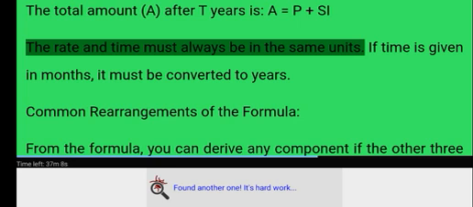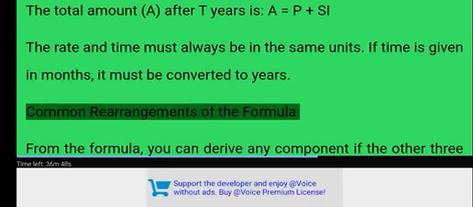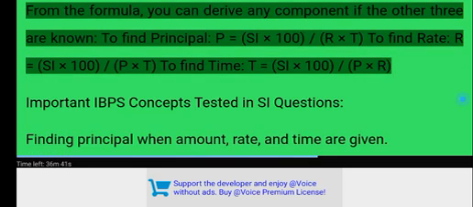The rate and time must always be in the same units. If time is given in months, it must be converted to years. Common rearrangements of the formula. From the formula, you can derive any component if the other three are known. To find principal, P equals SI times 100 over R times T. To find rate, R equals SI times 100 over P times T. To find time, T equals SI times 100 over P times R.